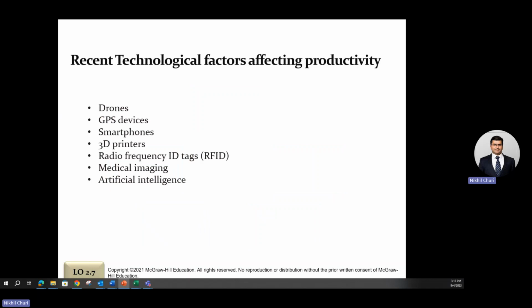Some examples of recent technological factors affecting productivity are the new age drones, GPS, smartphones, 3D printing technology, additive technology, RFIDs, and medical imaging, which is very precise these days. Diagnosing a problem becomes much quicker if the imaging is more precise, high resolution. And again, there is this whole new topic of AI going on currently, and it's still improving. So these are some factors that could make things much more efficient in coming years. These are some technology examples affecting productivity.